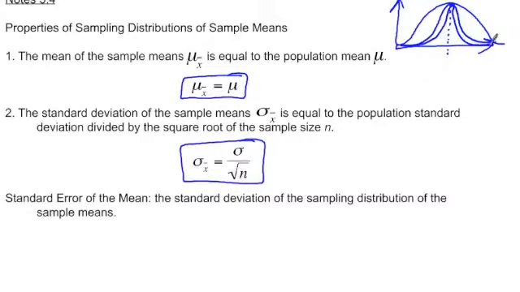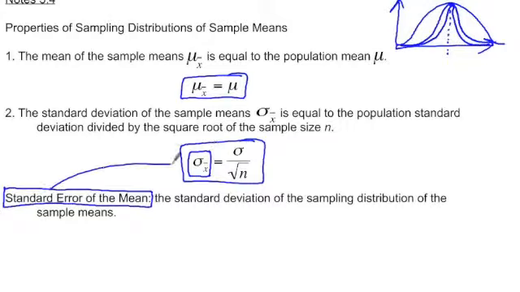And just one last note, this is a terminology note. Standard error, or standard error of the mean, is the standard deviation of the sampling distribution. So this right here is standard error. We don't say standard deviation of the sampling distribution, we just call it standard error to make it simpler.